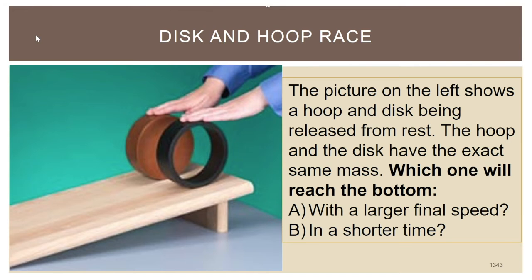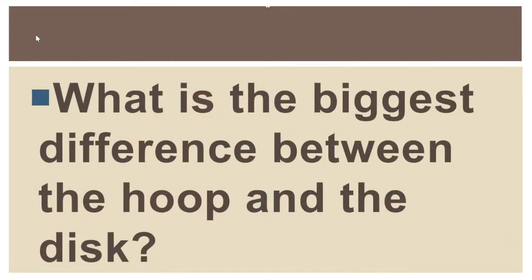I think the key thing here to being able to answer this question is being able to answer the question, what is the biggest difference between the hoop and the disc? Now, some of you might be thinking, well, nothing. It said they have the exact same mass. But of course, how that mass is distributed between the two objects from its rotational axis is different.